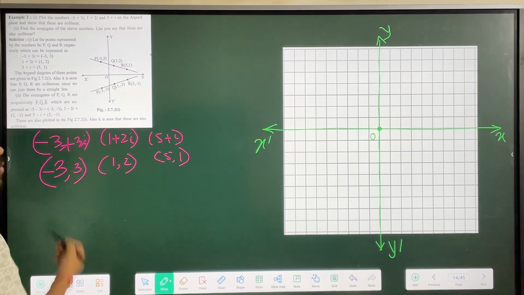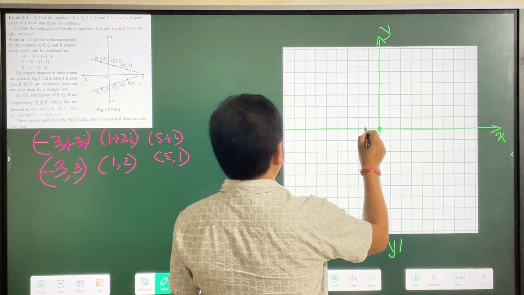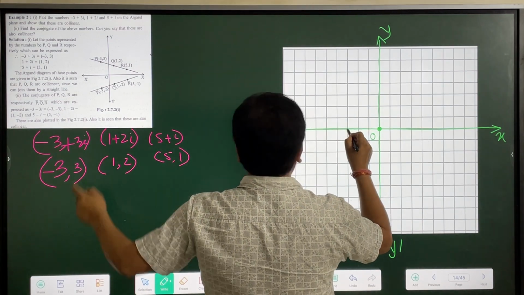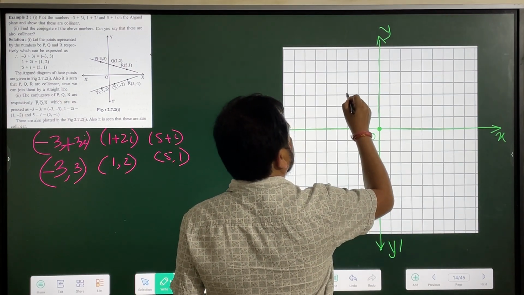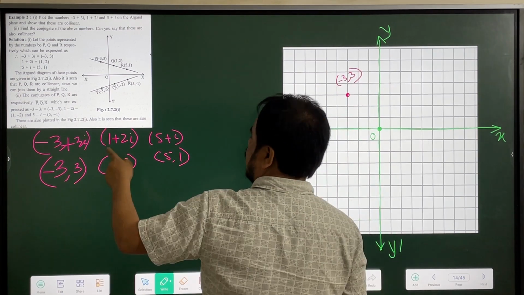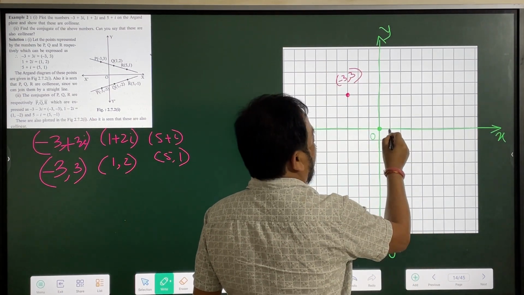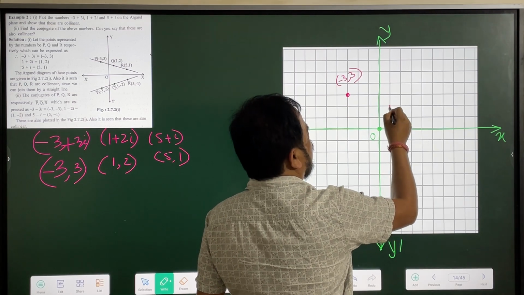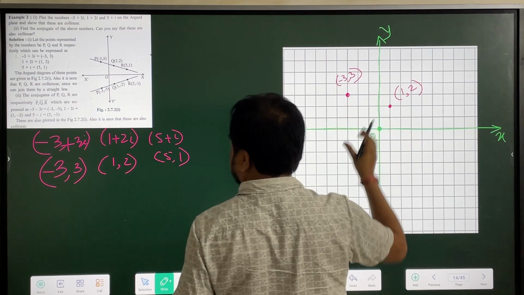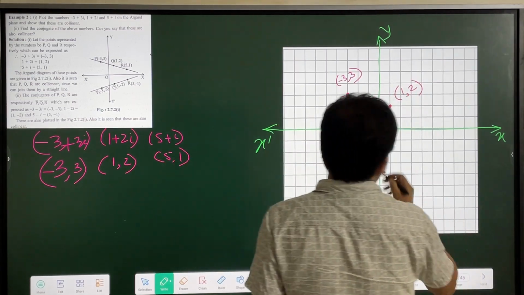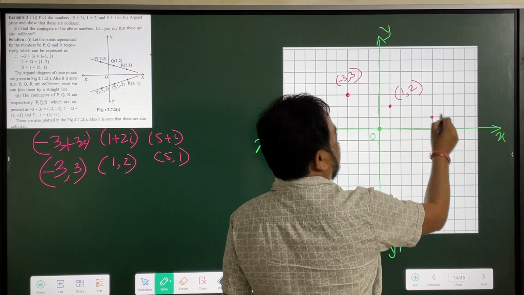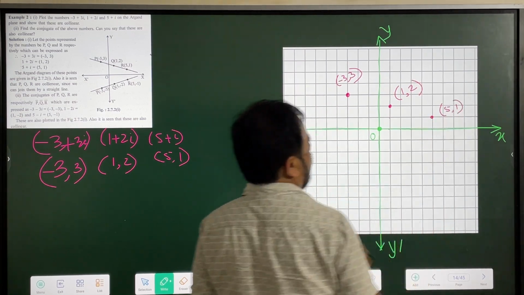So minus 3, 3. Let us put minus 3, then up 3. This is minus 3, 3. Then 1, 2: both are positive, in the first quadrant. Next 5, 1. 1, 2, 3, 4, 5, then 1. This is 5, 1.